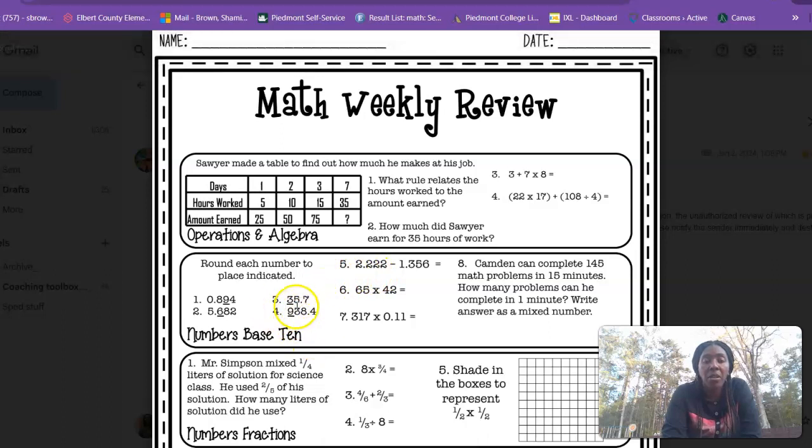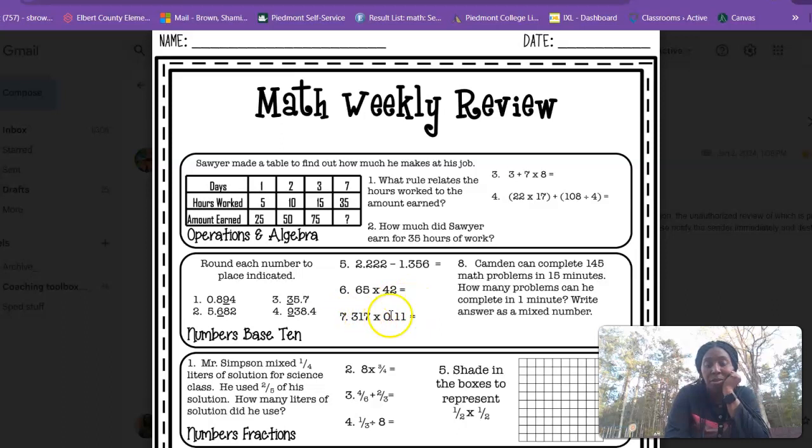Round these 2 numbers to the place indicated by the underlined digit. This one is 2.222 minus 1.3. So you will subtract this. Make sure you line it up correctly. The decimal needs to be lined up. This one you just multiply 65 times 42. You can set that up and do that.